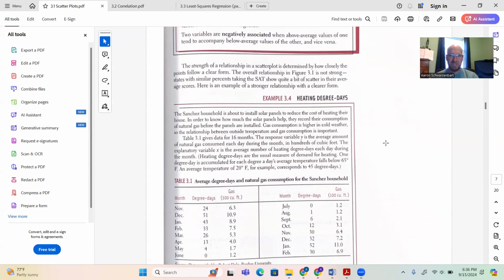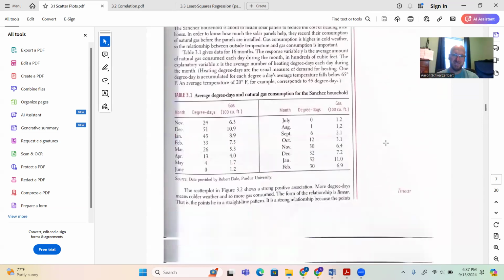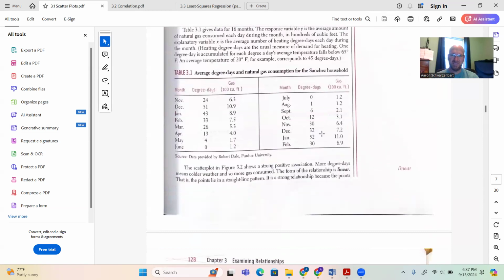Table 3.1 gives data for 16 months. The response variable Y is the average amount of natural gas consumed each day during the month in hundreds of cubic feet. The explanatory variable X is the average number of heating degree days during the month. A heating degree day is usually a measure of demand for heating, and it's degrees below 65. So if it's 45, you get 20 degree days for that day. And this is for the month. This is obviously in a very kind of temperate climate.